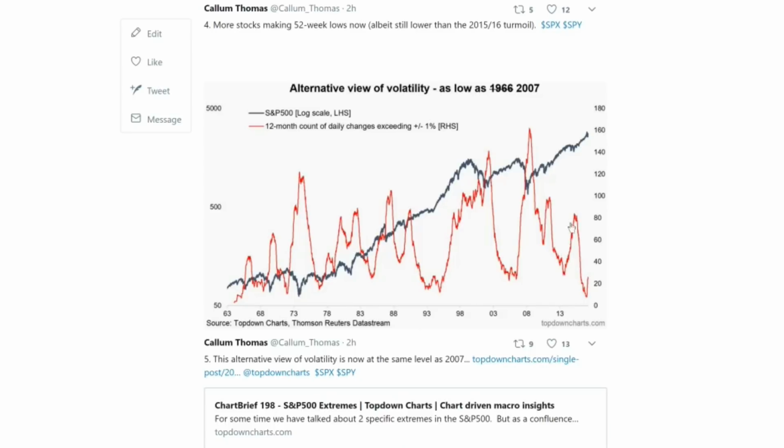even into the 2015 correction, it had started to turn up, and in the 70s and the 60s, a few times it's done that. So I would say that it's typically a bearish signal, typically something that is not great to see.